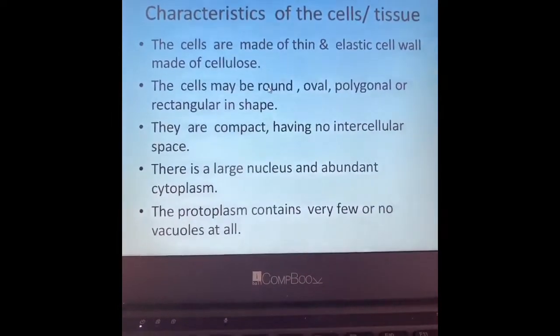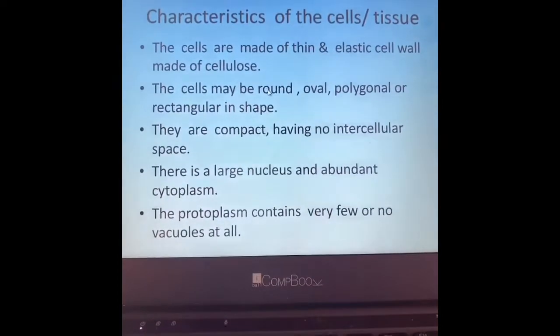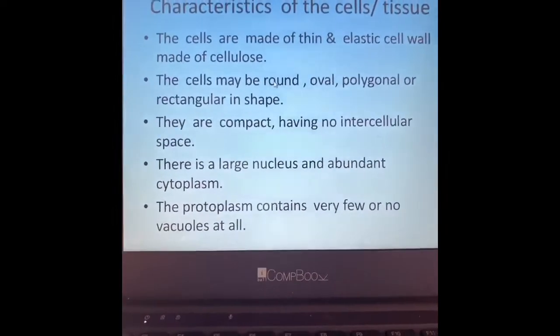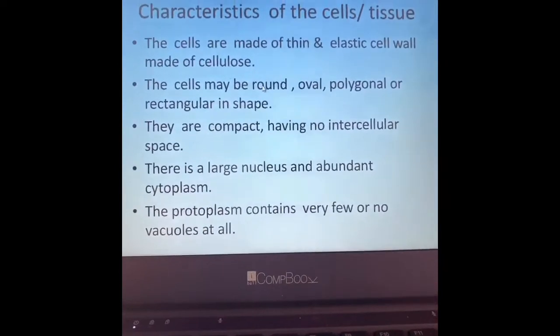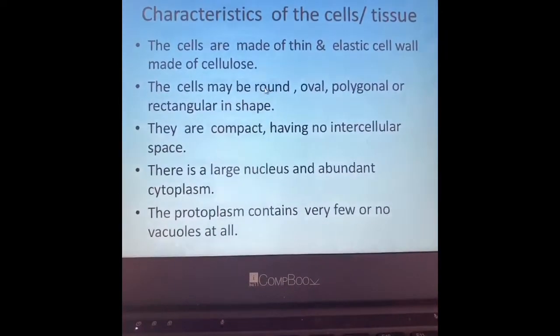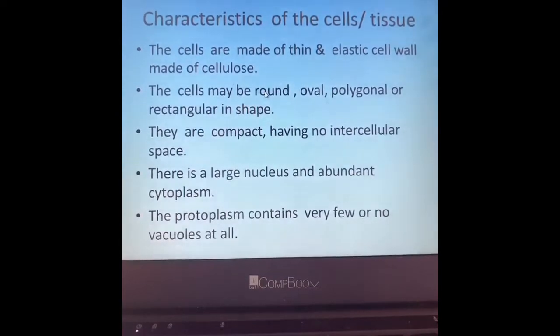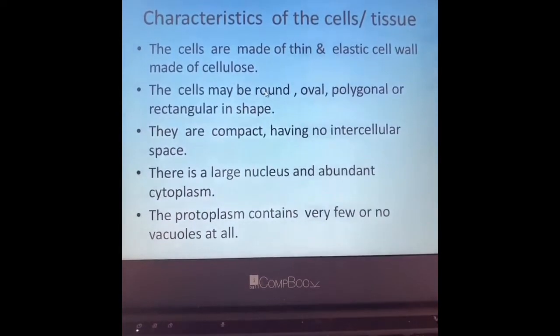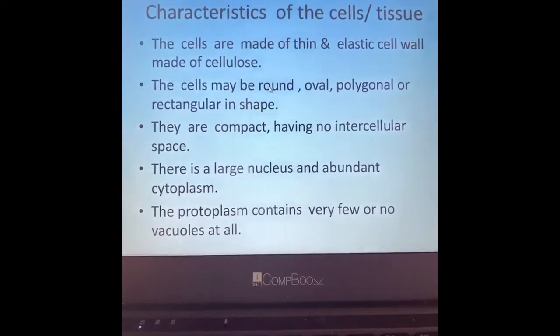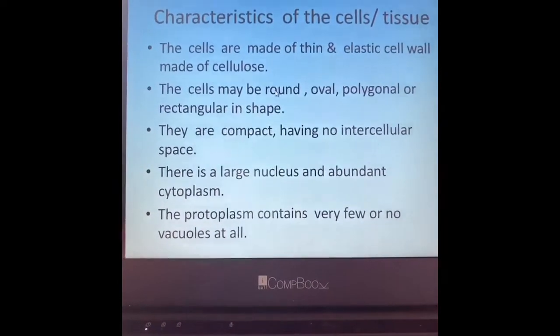The cells of the meristematic tissues have a thin and elastic cell wall made of cellulose. Cells may be round, oval, polygonal or rectangular in shape. They are compact, having no intercellular space. There is a large nucleus and abundant cytoplasm. The protoplasm contains very few or no vacuoles at all.